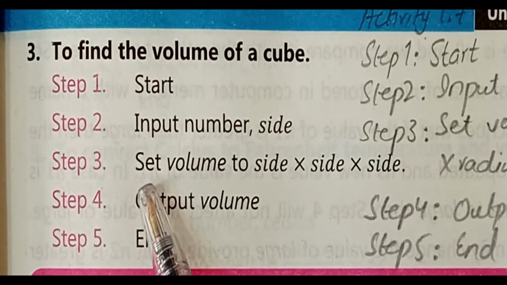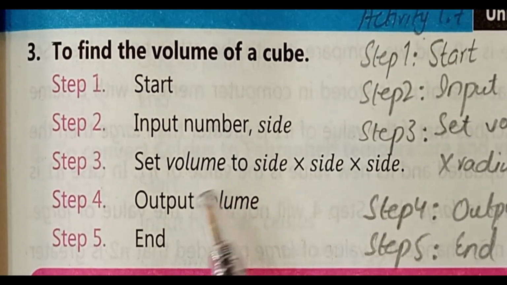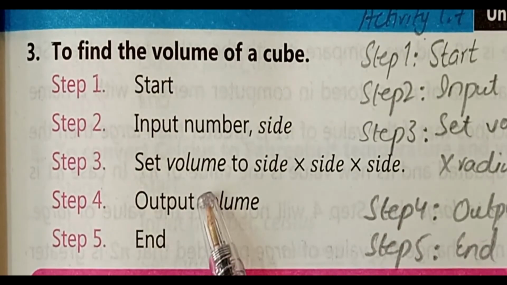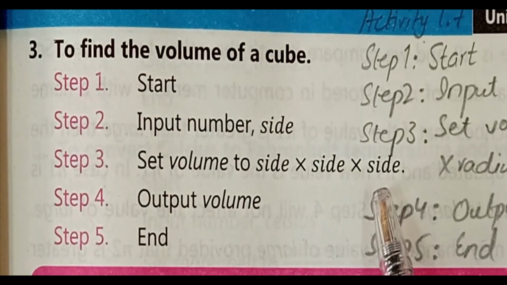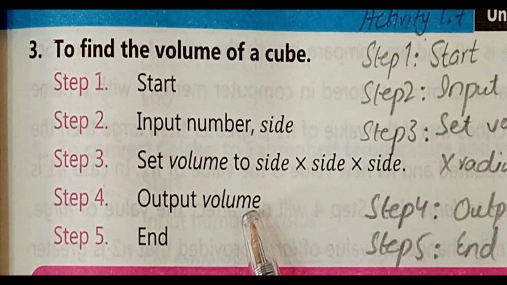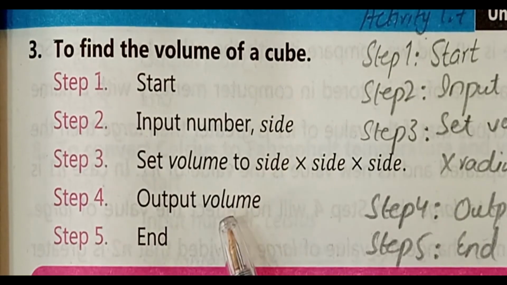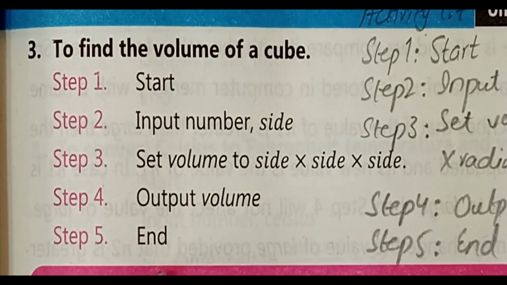Step number 3, set volume to side multiply by side multiply by side, as we have to find the volume of a cube, so we must know the formula of a cube, that is side multiply by side multiply by side. Step number 4, output volume. After processing, it gives the output, and in step number 5 the algorithm will end.